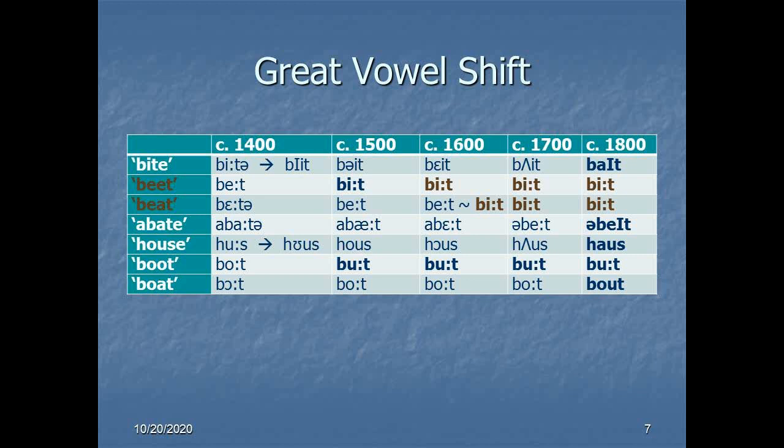On the other hand, the verb to beat, which Chaucer would have pronounced bete, has a slightly longer trajectory in its convergence with the vegetable. So in 1400, it's bete.